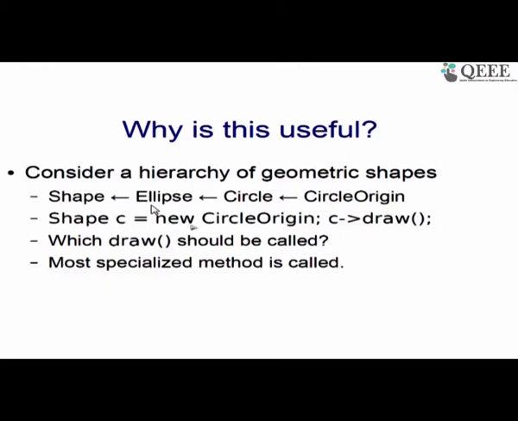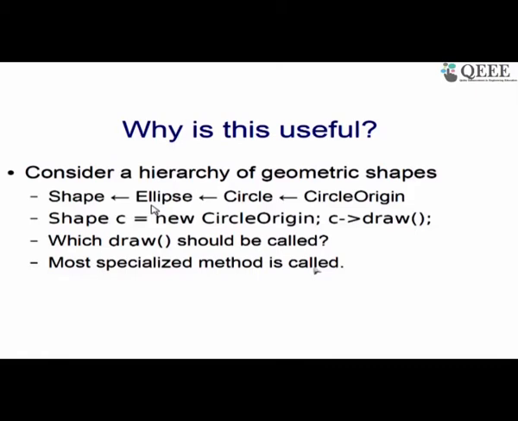And then I have shape C equal to new circle origin, and then I just do C arrow draw. Now C is of type shape, right? So this should not be shape, this should be shape star C equal to new circle origin. And then C arrow draw should just take care of drawing whether it is a circle at origin, whether it is a circle, whether it is an ellipse and so on, right? So that should automatically happen depending upon the type it is pointing to, although it is a base class pointer, right?